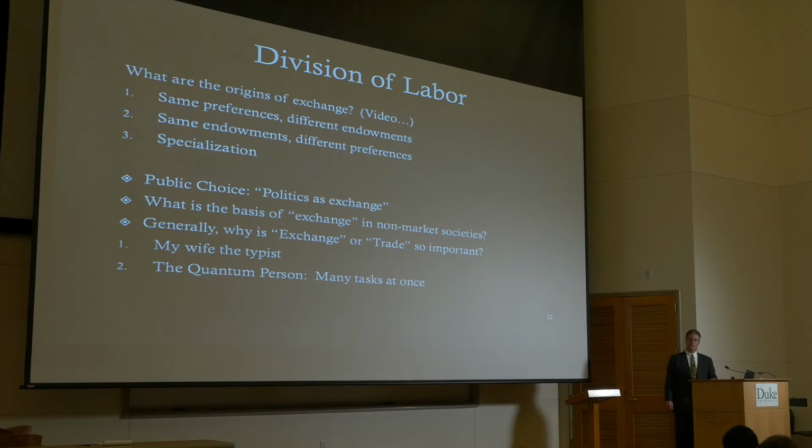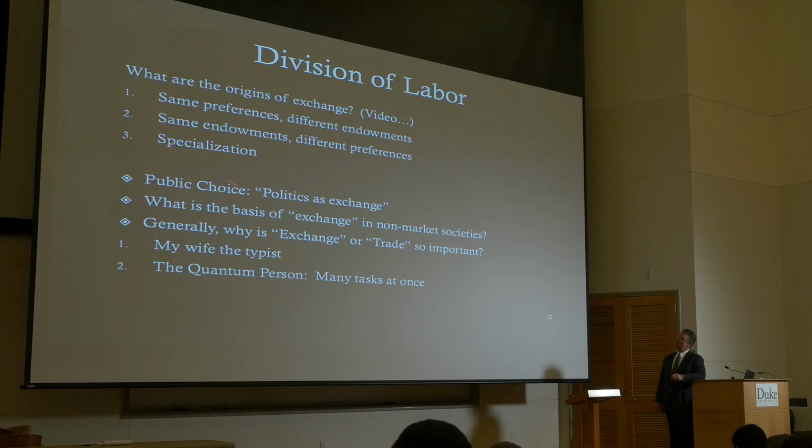Well, we talked before about exchange, and I sent out a video about why do we exchange things. If you haven't watched that, please make sure that you do. Exchange might start if we all have the same preferences or different endowments. It might start if we have the same endowments and different preferences. But it probably starts from specialization. So public choice, the sort of political science that I do, thinks of politics as a kind of exchange. The basis for the exchange in non-market societies is the property rights, defense, public goods.